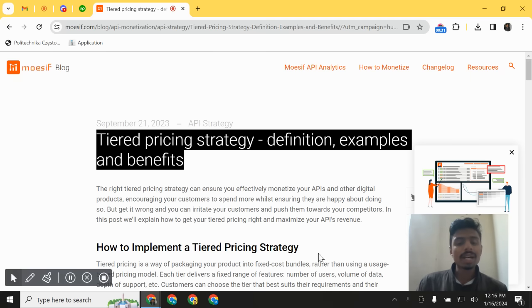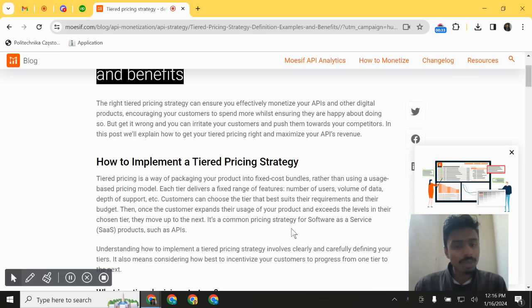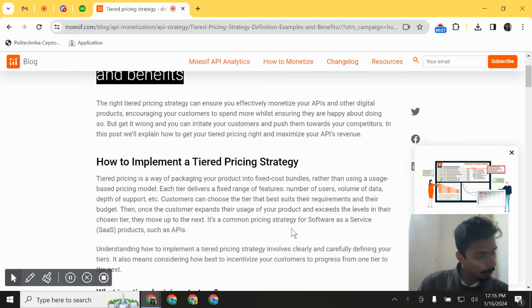So, how to implement a tiered pricing strategy? Tiered pricing is a way of packaging your product into fixed cost bundles rather than using a usage based pricing model. Each tier delivers a fixed range of features, number of users, volume of data, depth of support, etc. Customers can choose the tier that best suits their requirements and their budget.